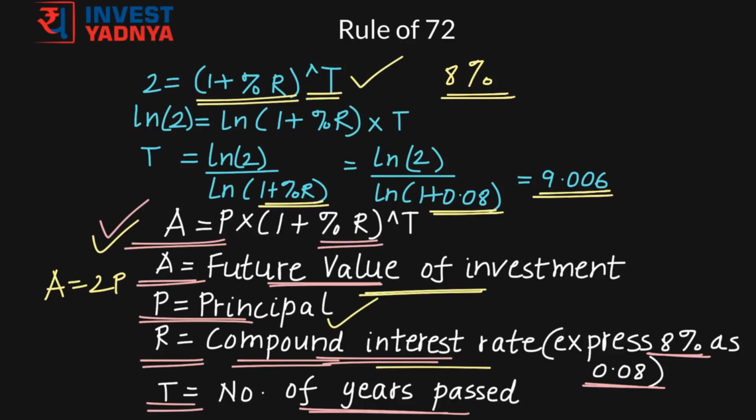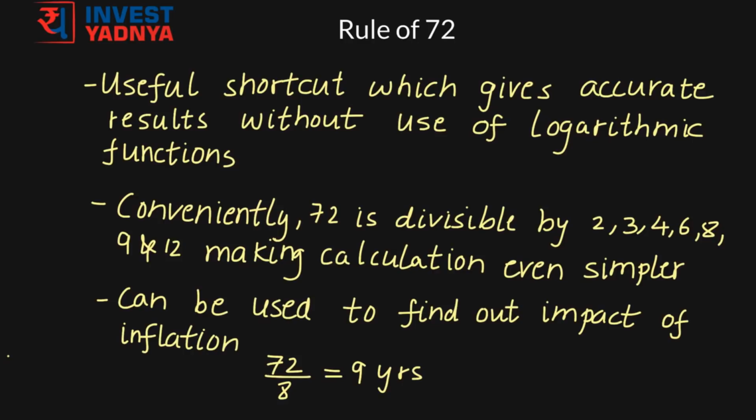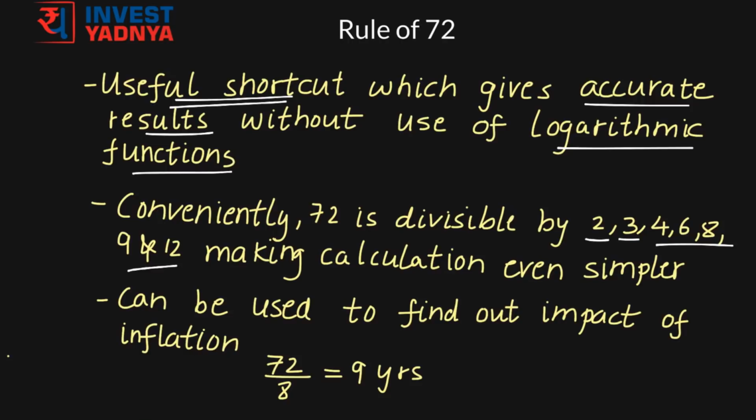And my rule of 72 also gave me a value of 9 years, which is almost equal to this exact value. The rule of 72 is a useful shortcut which gives accurate results without the use of logarithmic functions. It is conveniently divisible by 2, 3, 4, 6, 8, 9 and 12, making calculations even simpler. The rule can also be used to find out the impact of inflation. The rule tells us the approximate number of years it would take for a sum of money to be half of its value due to inflation.